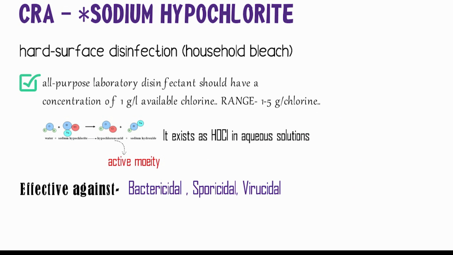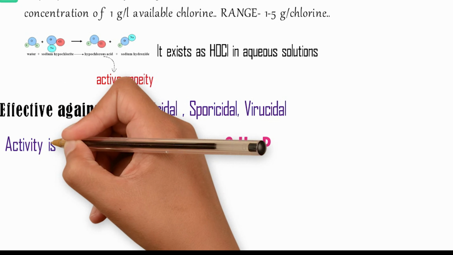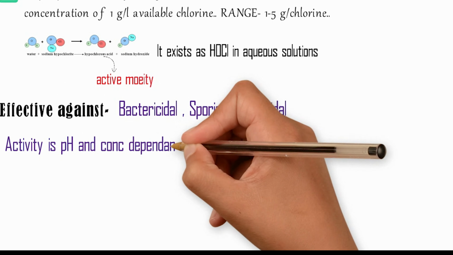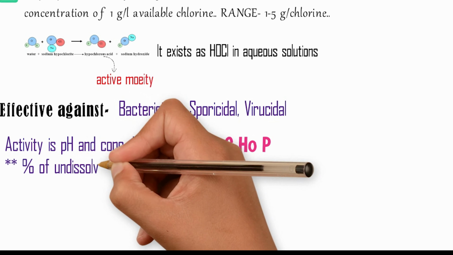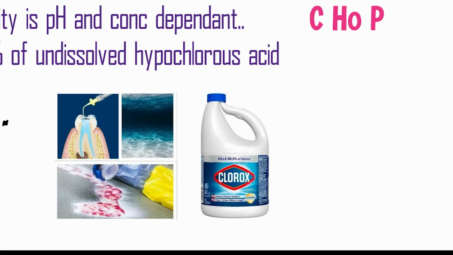Remember the mnemonic CHOP. Its activity is dependent on the concentration, pH, and the percentage of undissolved hypochlorous acid. 5% concentration is most commonly used. It is used for root canal irrigation, in swimming pools, to clean spilled blood, and to disinfect surfaces.